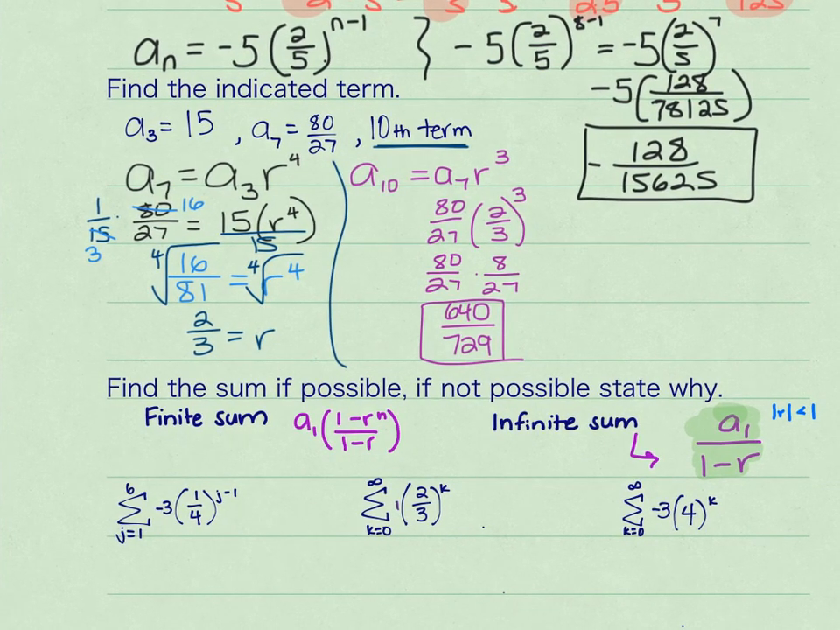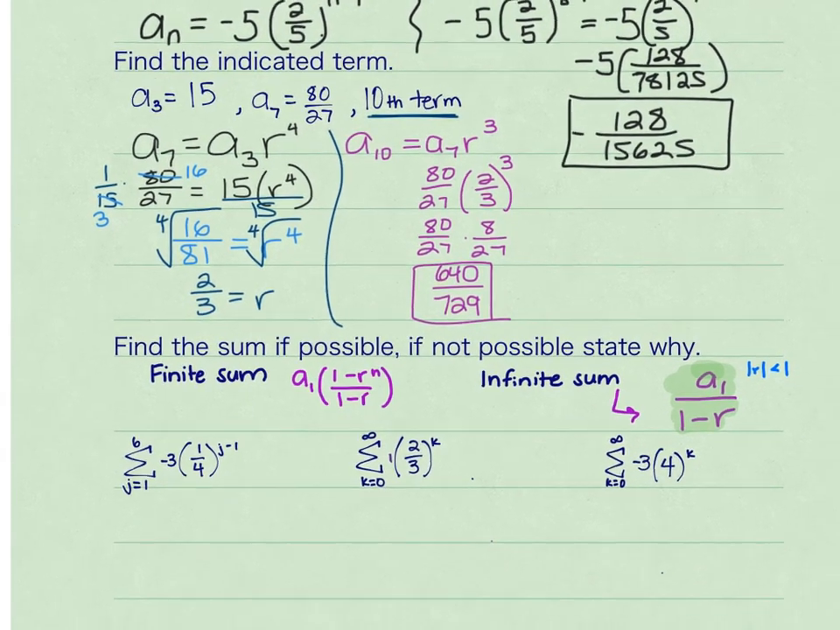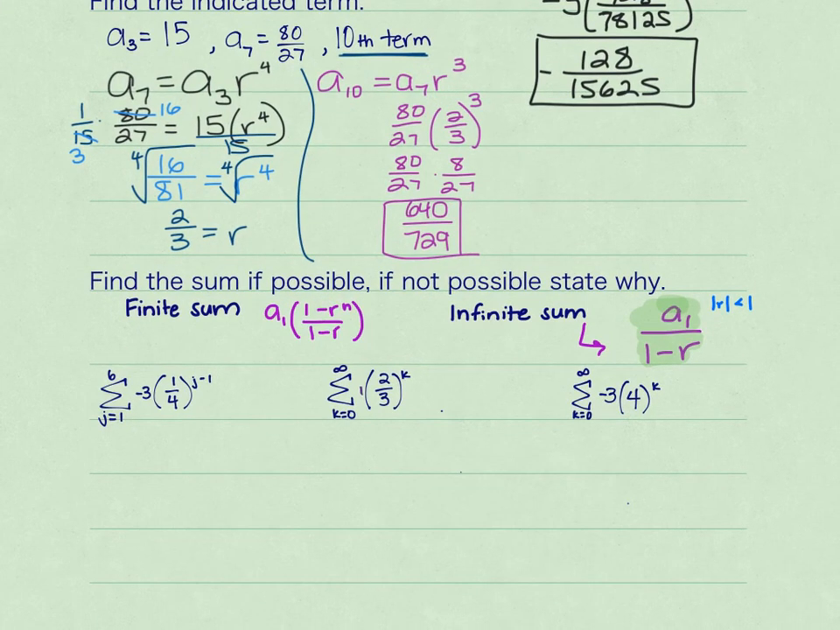Questions on that one? Okay, then we get to the sum, finite and infinite when you're dealing with geometric. So if it's finite, obviously there's a bottom and there's a top number. You could literally plug in 1, 2, 3, 4, 5, and 6 and add it like you do with your generic one at the beginning. But obviously it's going to be quicker to use the equation for these. The equation for the finite sum is a sub 1 times 1 minus r to the n over 1 minus r.